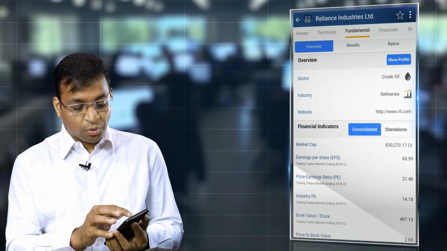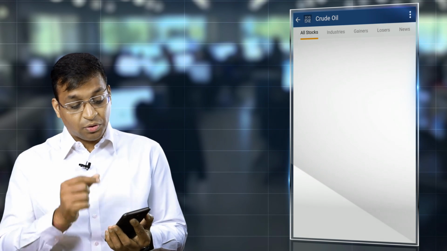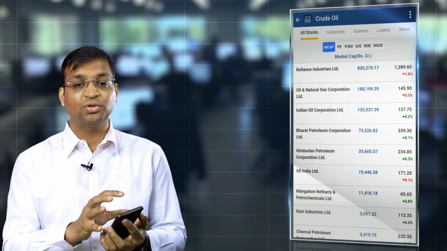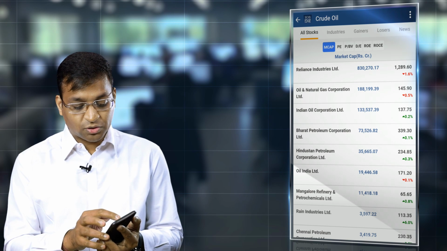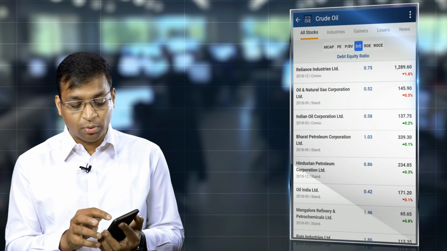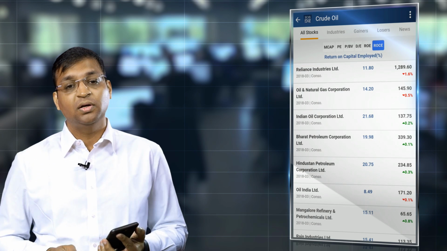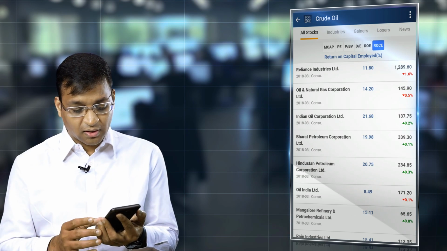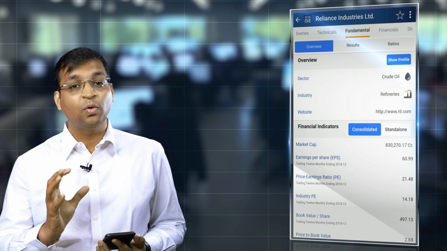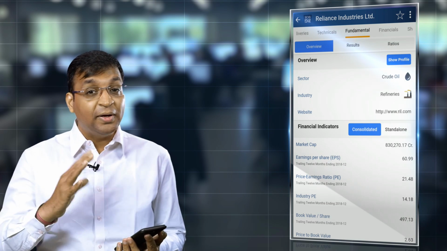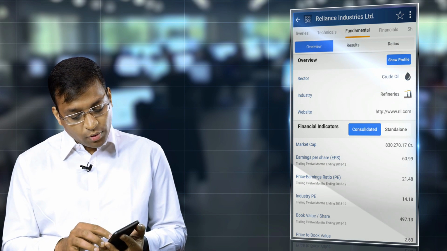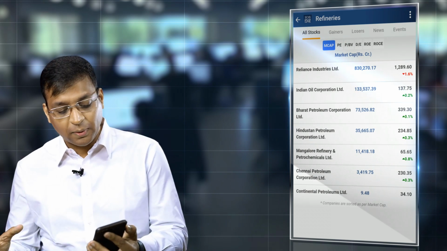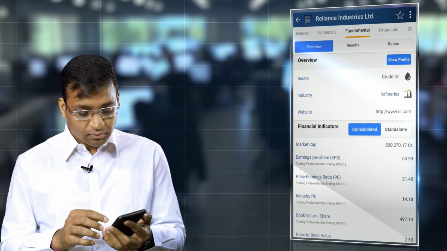Apart from that, you can click on the sector, and do a peer group comparison of other companies in that sector based on market cap, PE, price to book, debt equity, return on equity, and return on capital employed. This is a beautiful section where you can see whether this company is looking expensive or cheap from a peer group comparison perspective. Or you can also do it industry-wise. There will be a sector and multiple industries inside that sector.